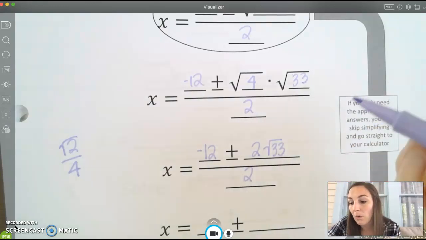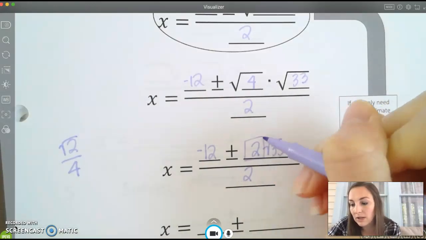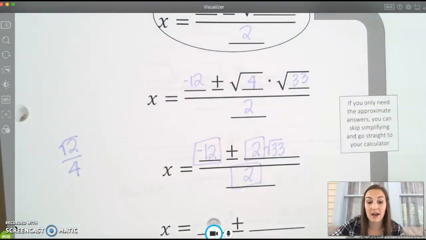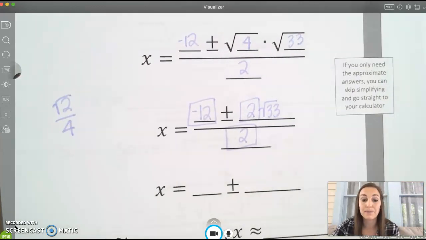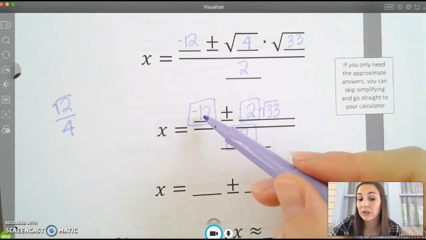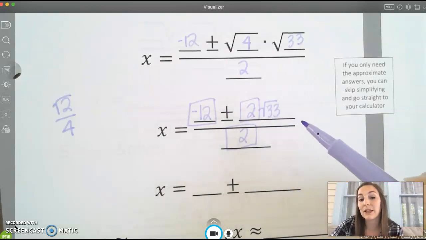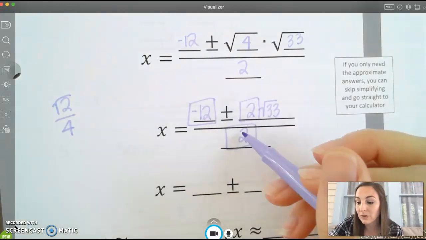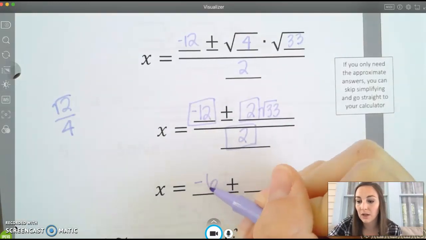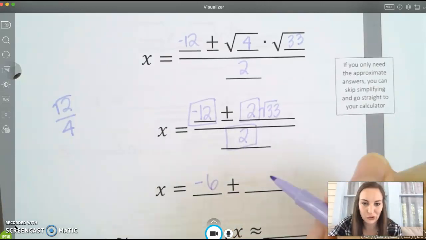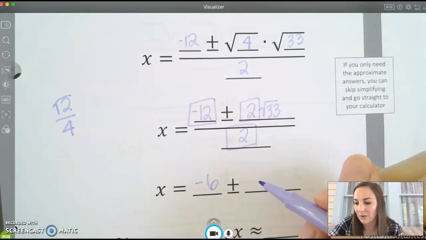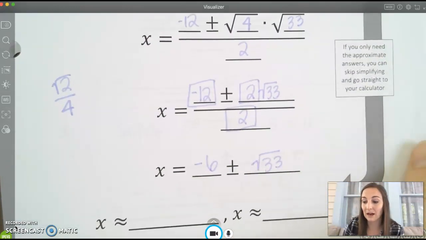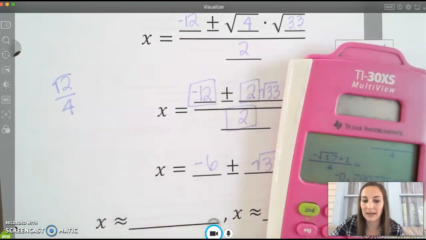So what I need to look at is, do these three numbers, negative 12, 2, and 2, have a common factor? And they do. They are all divisible by 2. So I can do negative 12 and 2 divided by 2, and I leave my 33 because it's in a different format. So negative 12 divided by 2 gives me negative 6. 2 divided by 2 gives me 1, so we can leave it as the square root of 33.